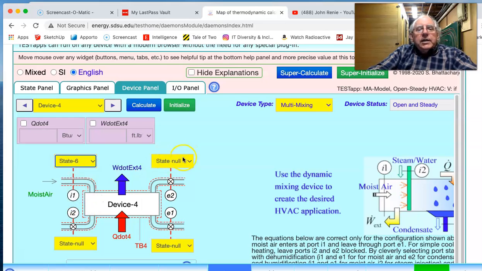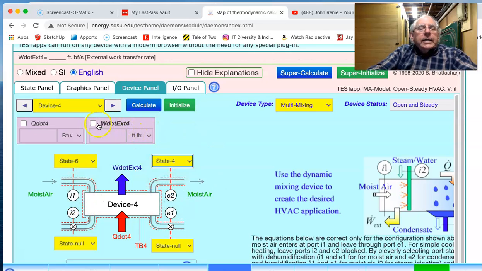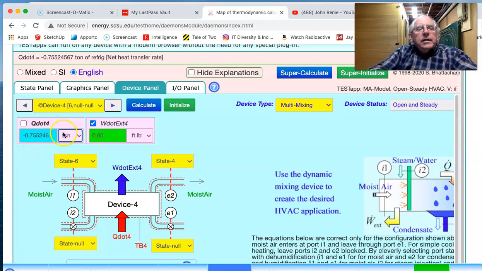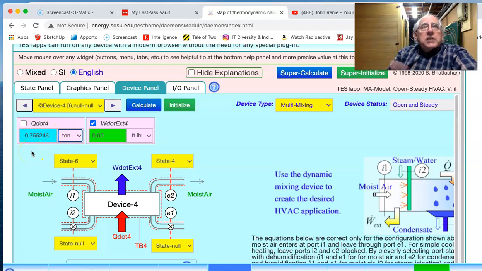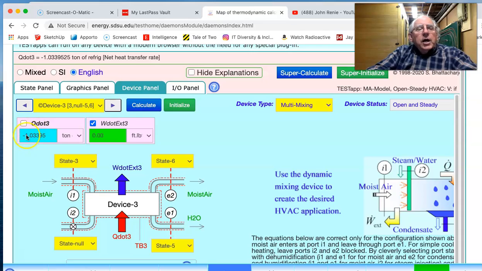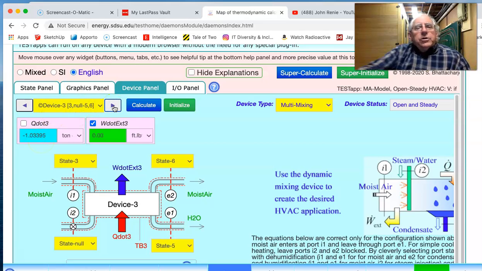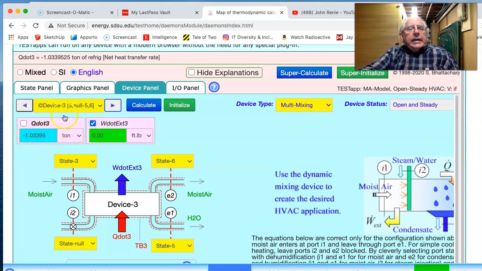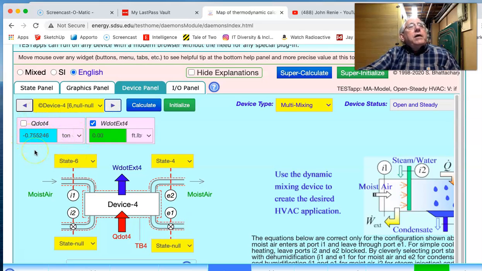Again, no work, and we see that it will then calculate that the amount of tonnage is 0.75. And so now this 0.75, in addition to 1.033, adds up to 1.789. And so the answer to the extra credit problem is that the latent heat in tonnage is 1.033, and the sensible heat in tonnage is 0.75.